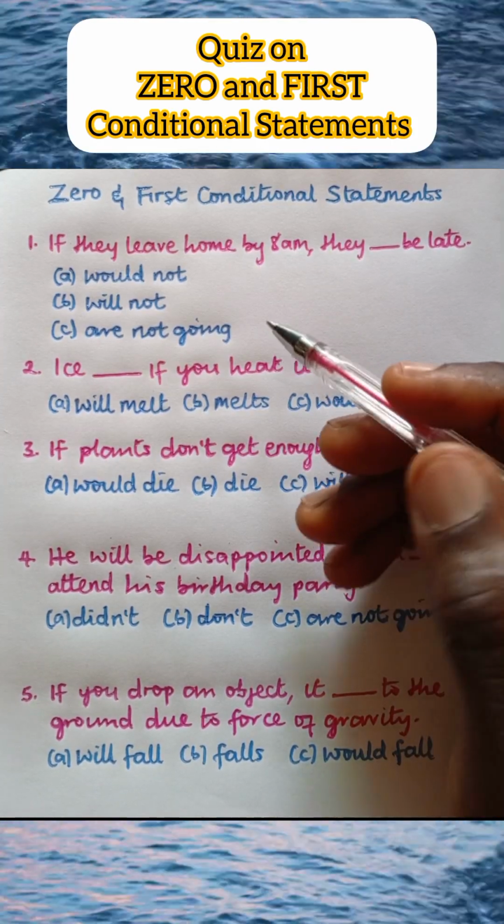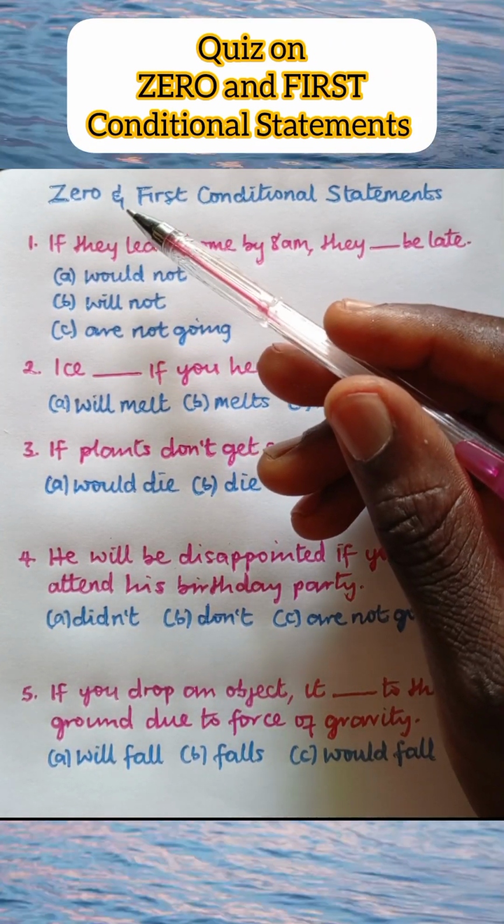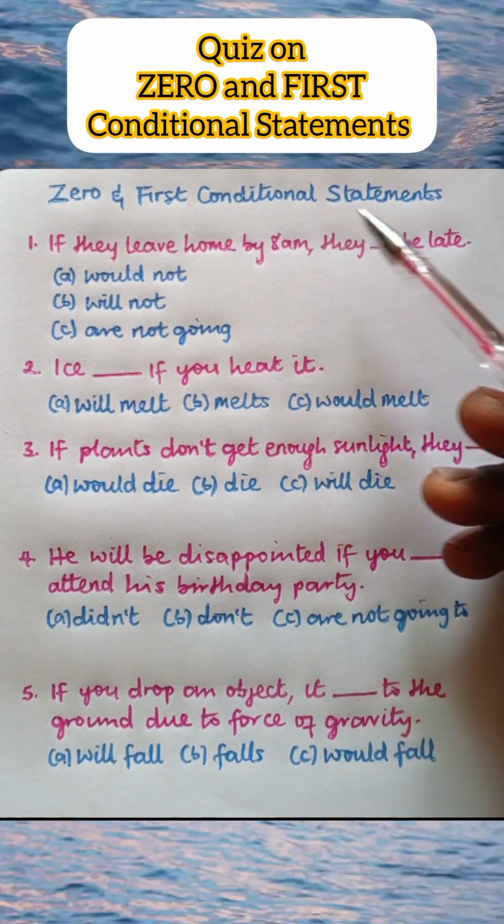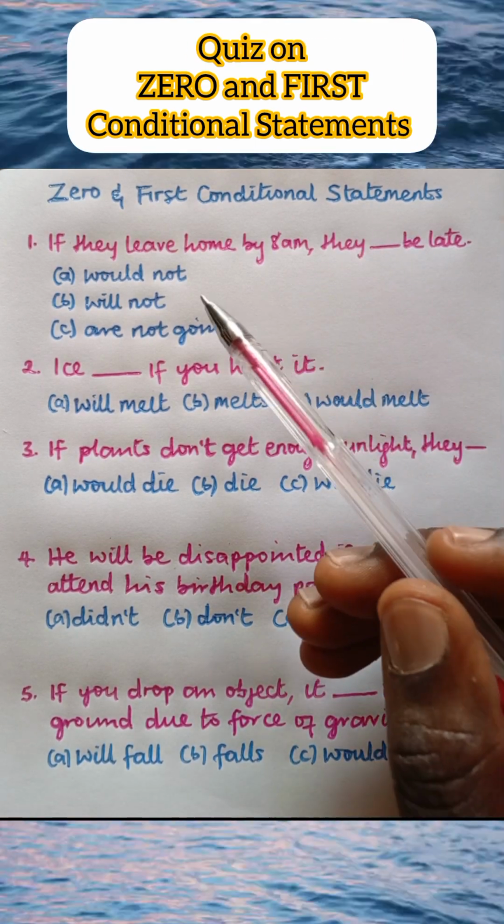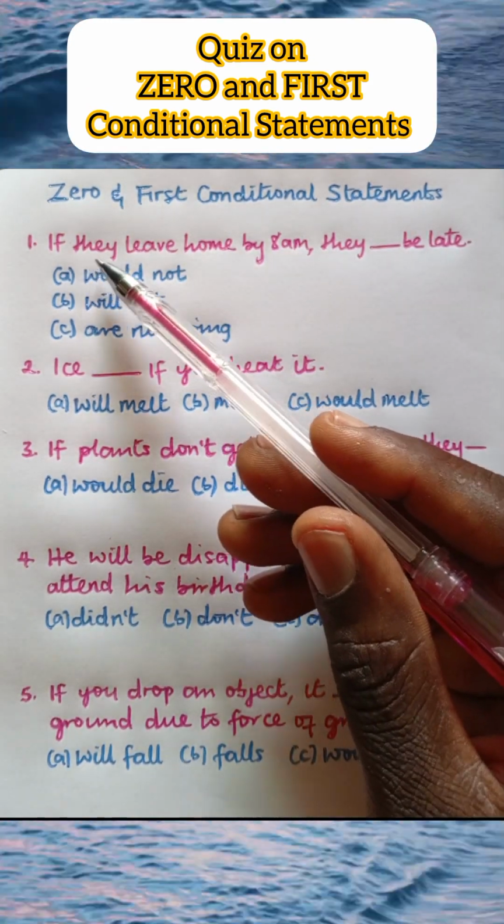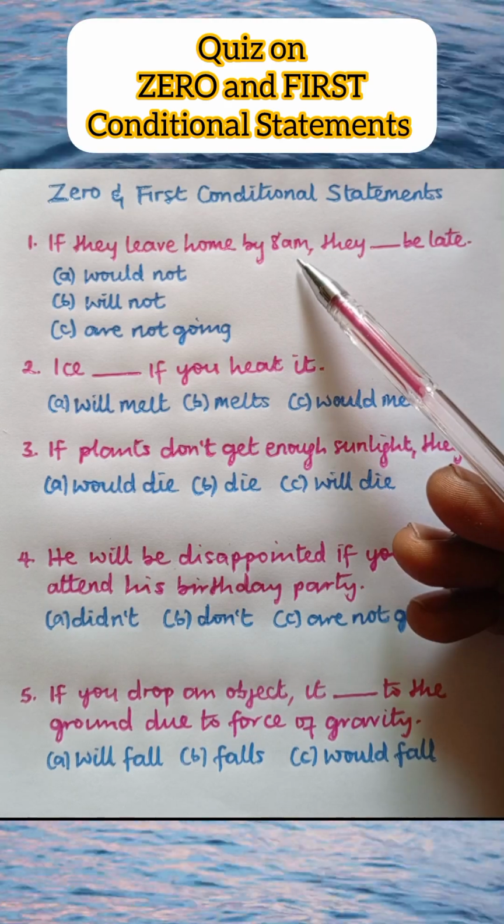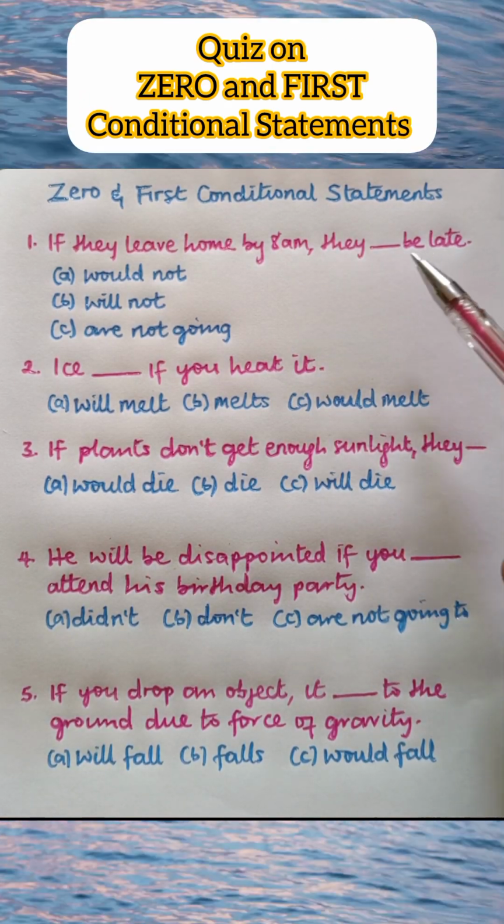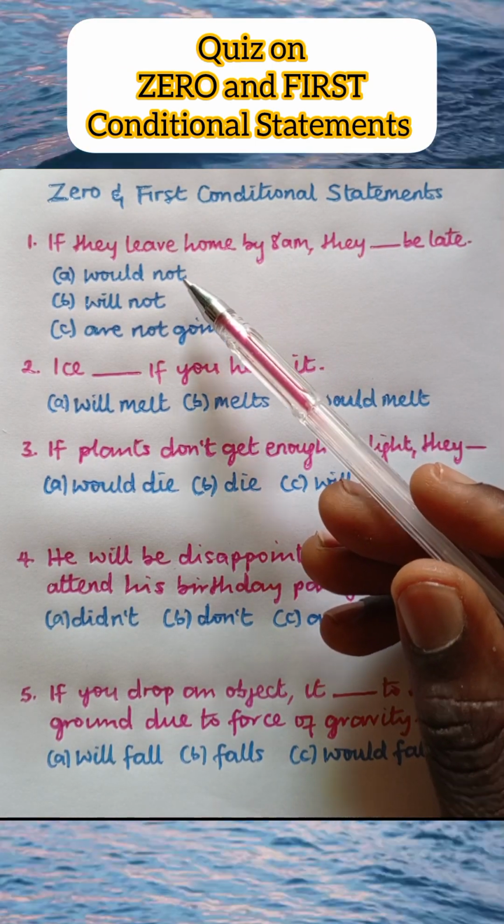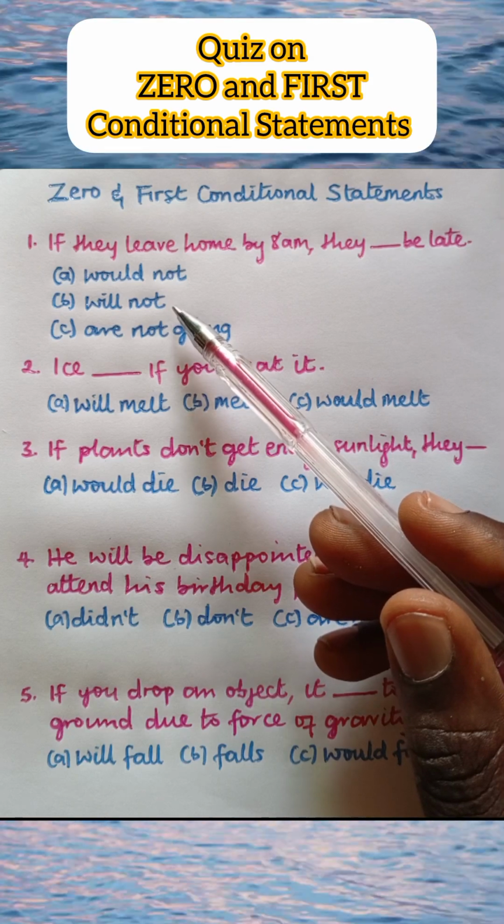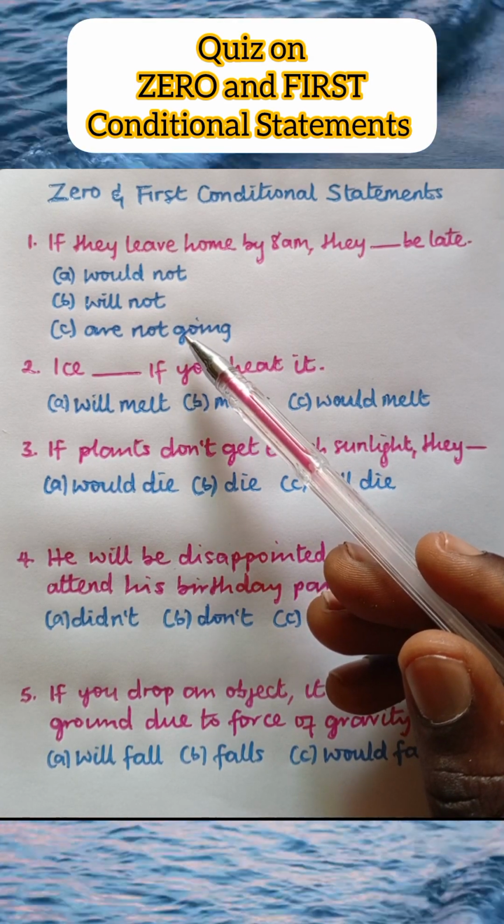Let us now answer questions on zero and first conditional statements. We look at question 1. It says, if they leave home by 8 a.m., the blank be late. A. They would not be late. B. They will not be late. C. They are not going to be late.